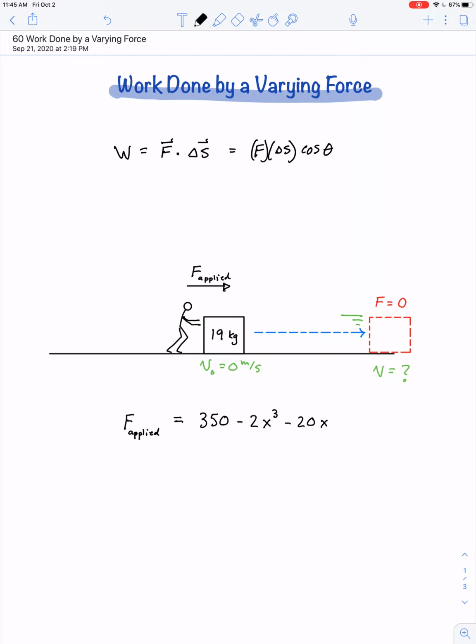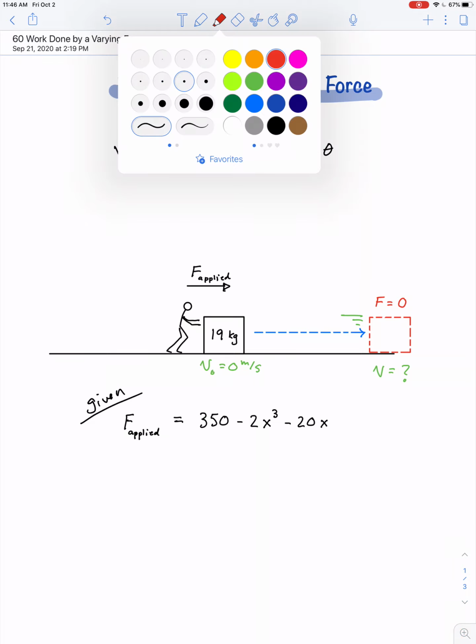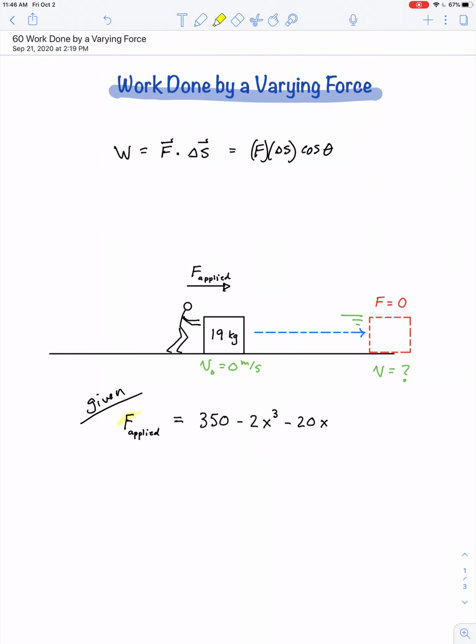Well, here's a case where the force is not constant. We say this is an example of work done by a varying force. So suppose it's given that the force varies with position according to this stated equation.